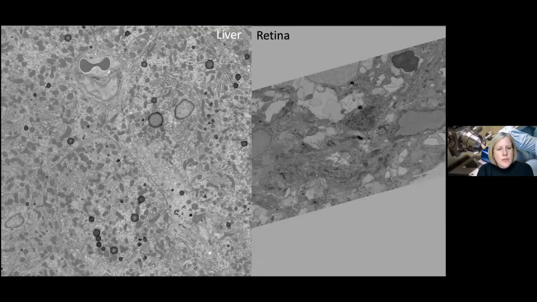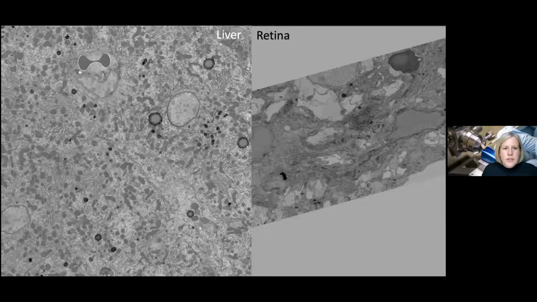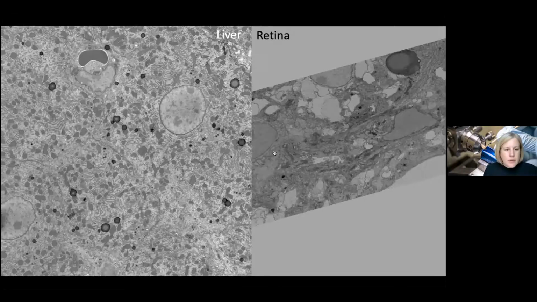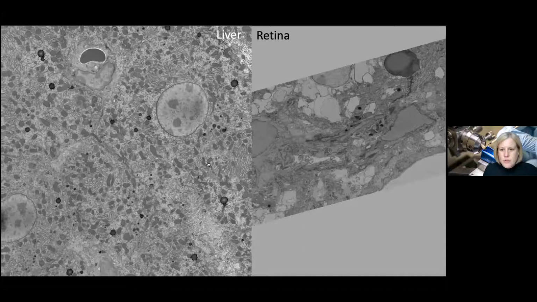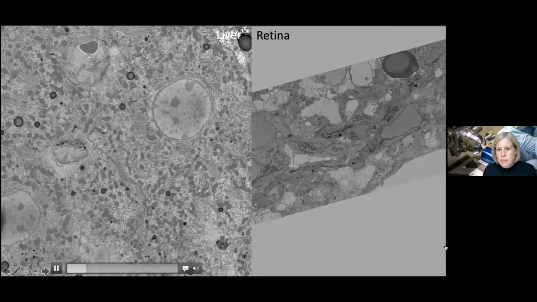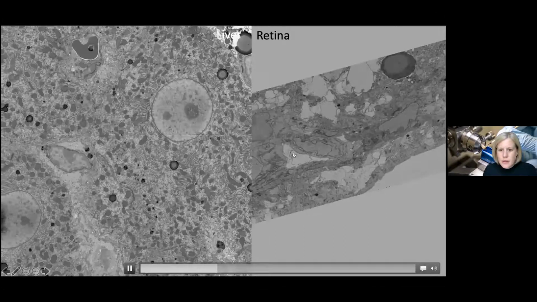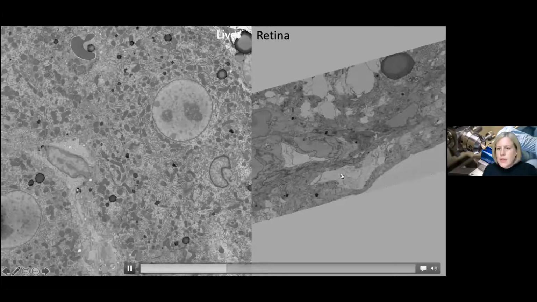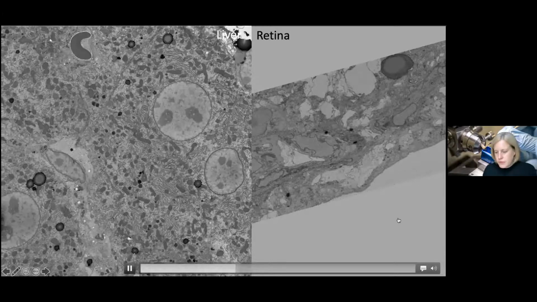And we don't just use these techniques for cells, we use them for tissues. So on the left, we have an example of a piece of liver tissue. And on the right, some mouse retina looking at the lumen of blood vessels during the process of blood vessel fusion.